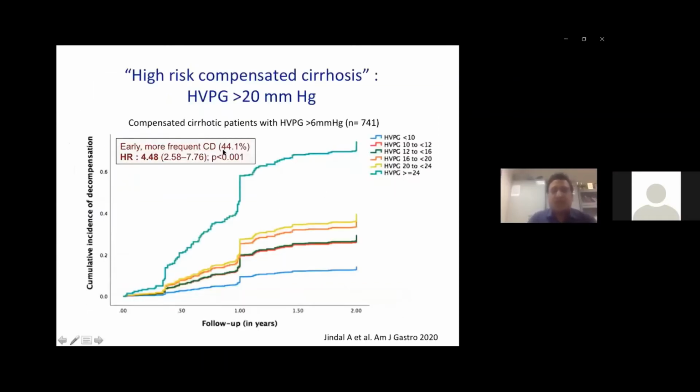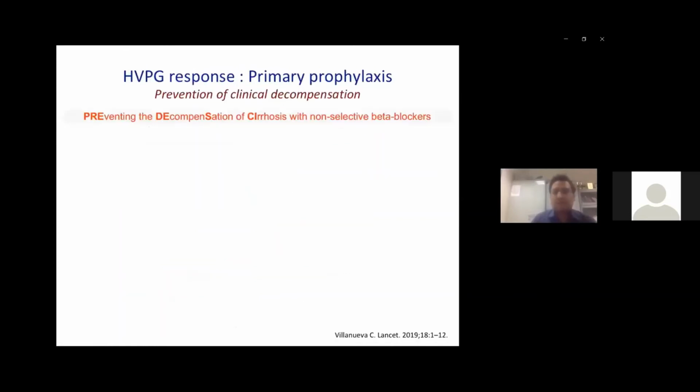So in our previous study, we have tried to define the patients with high-risk compensated cirrhosis. These are the patients with HVPG more than 20 millimeter of mercury. These are all patients with compensated cirrhosis with baseline HVPG more than 6. We have shown that patients with compensated cirrhosis and baseline HVPG more than 20 are at very high risk of decompensation over 2 years of follow-up. These patients have almost 4.5 times higher decompensation, and almost 44% of patients with HVPG more than 20 decompensated after the follow-up of 2 years. So these are very high risk groups, called high risk compensated cirrhosis.